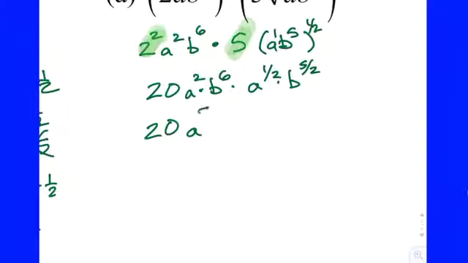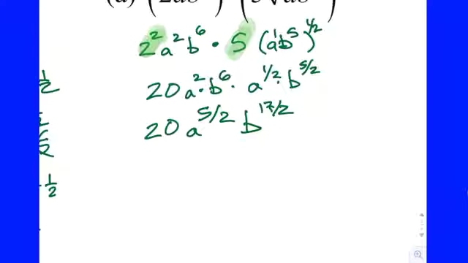Ish, right? 5 halves. And then b to the what? 6 plus 5 halves. Let's do this one without going off to the side. 6 is how many halves? 12. Good. So 12 halves plus 5 halves? 17 halves. See, there you go. You don't need calculators. Y'all are the calculators. Sweet. All right, so we're almost done.